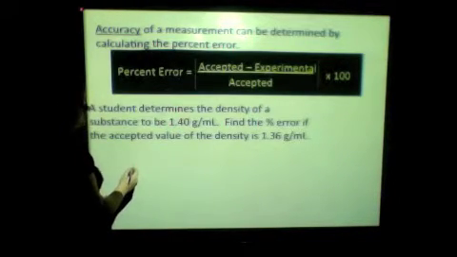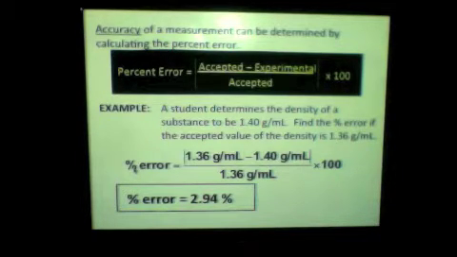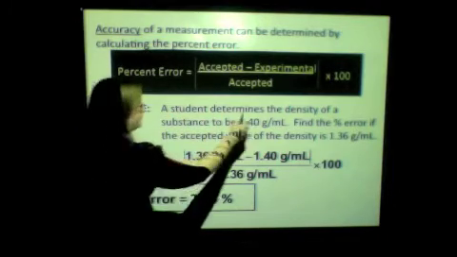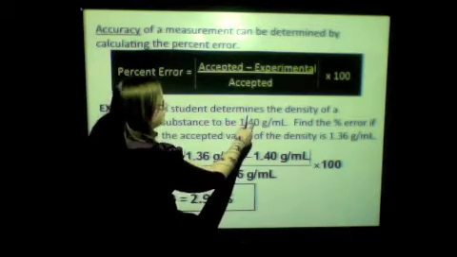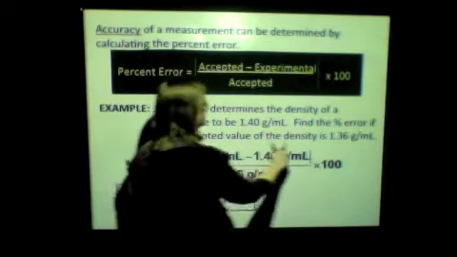Okay, so, for example, a student determines the density of a substance to be 1.40 grams per milliliter. Find the percent error if the accepted value of the density is 1.36 grams per milliliter. The thing that students get wrong the most is figuring out what's the accepted and what's the experimental. It says a student determines the density to be this, so the 1.40 is the experimental value. It says the accepted value of the density is 1.36.